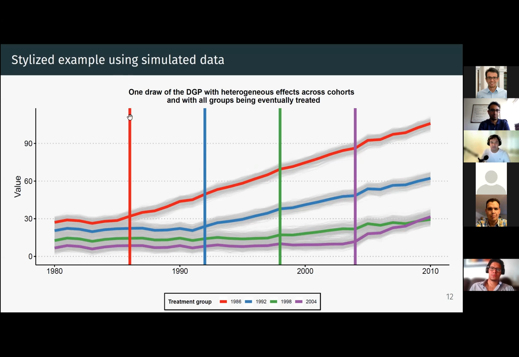So the red cohort is first treated in 1986. The blue cohort is first treated in 1992. The green cohort in 1998, and the purple cohort in 2004. Everybody has different dynamics. So I have a lot of heterogeneity going on here. Right? So before treatment takes place, everything is parallel. Right? Everything is parallel before treatment takes place. But once treatment hits, you diverge. Right? You have a trending treatment effect.